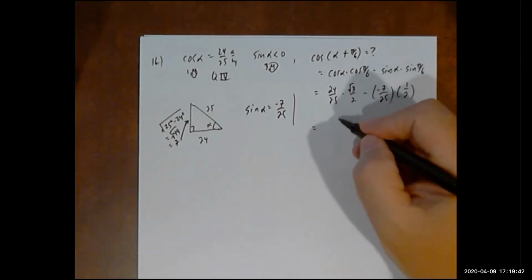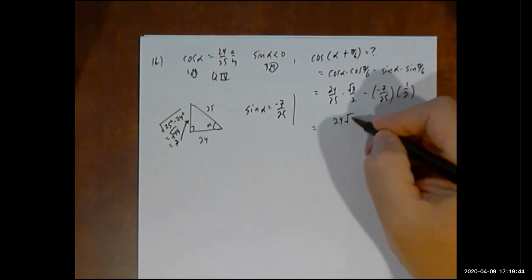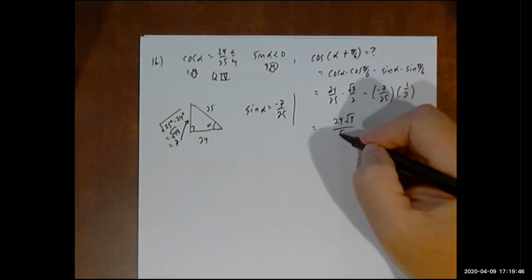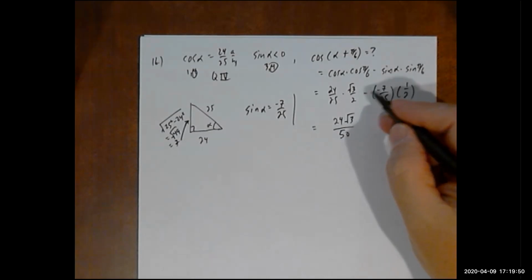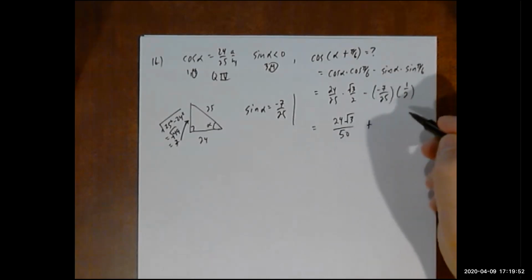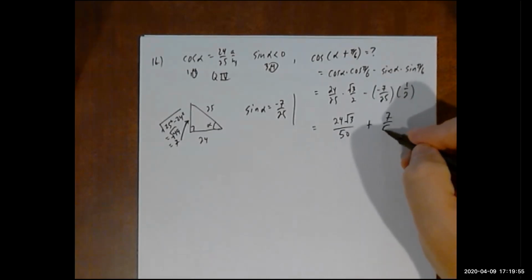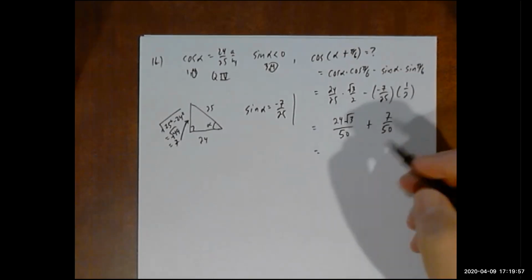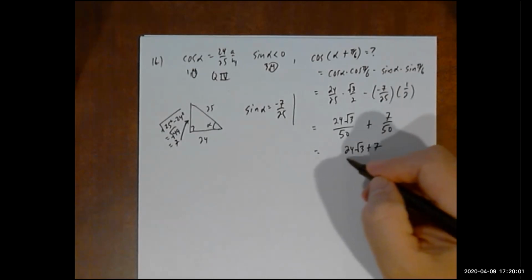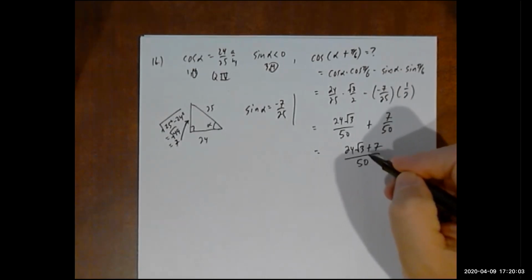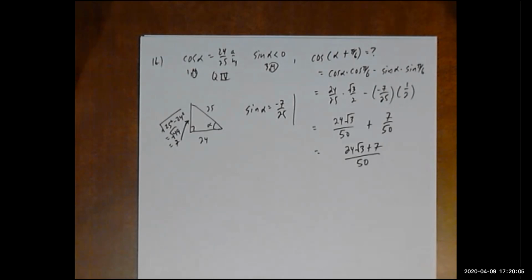So this is 24 square root of 3 over 50. Subtracting a negative, so it's plus 7 over 50. If I combine them, looks like that's my answer. Now we'll see what WebAssign says.